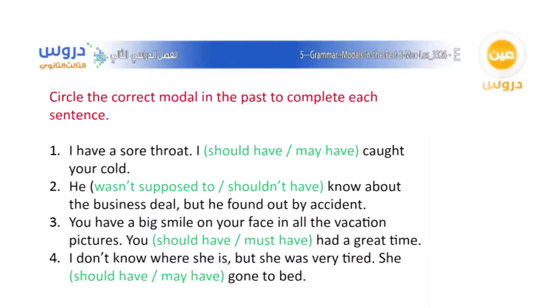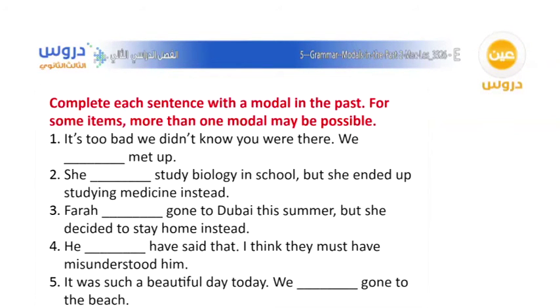May have is the right answer because we're not sure where she is. Okay, that's excellent. Here are the right answers. May have is the answer to number 1. Wasn't supposed to is the answer to number 2. Must have is the answer to number 3. And may have is the answer to number 4. Okay, here is another exercise. Complete each sentence with a modal in the past. For some items, more than one modal may be possible.